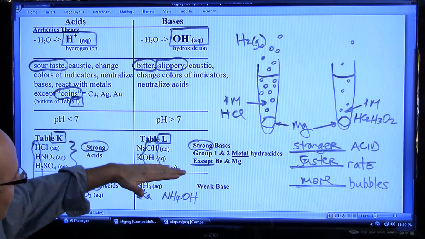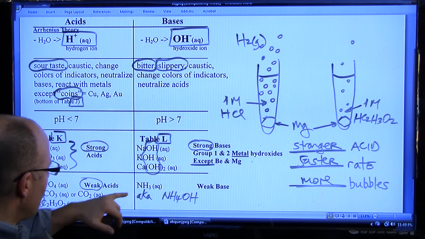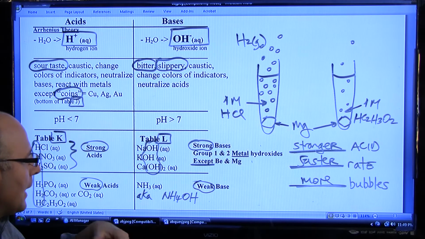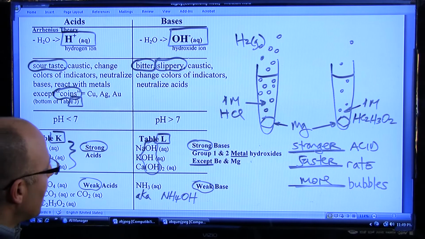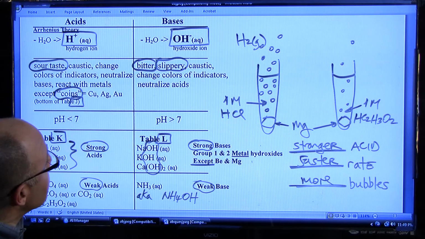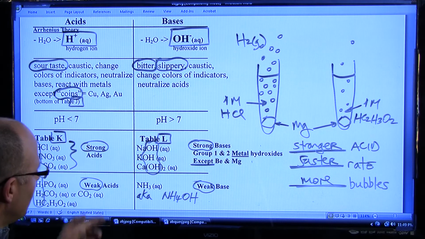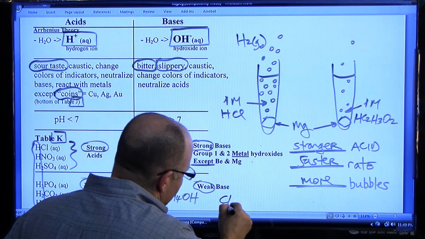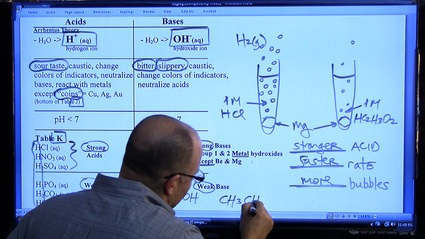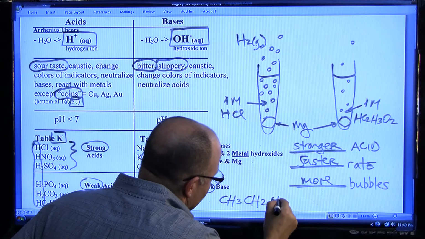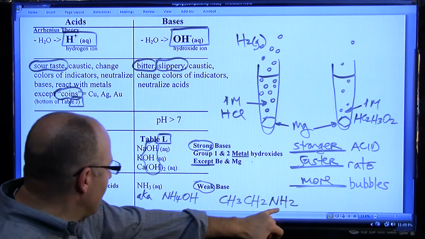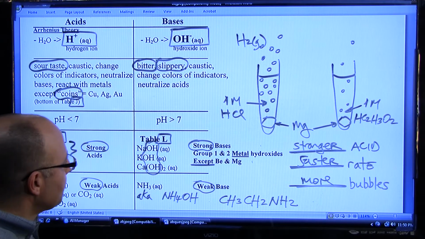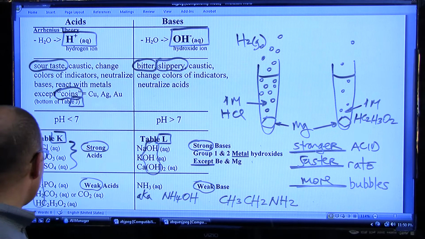All right, and then underneath these 3 metal hydroxides, you have the ammonia, which is your wimpy or your weak base. So ammonia and amines in general are weak bases, and we'll talk about amines later on in the organic table, but might as well draw an amine right now. So how about we write CH3, CH2, NH2. Notice the similarity between this amine, which is an organic base, and the ammonia. And so these are both weak bases.